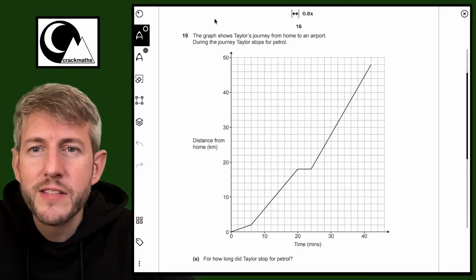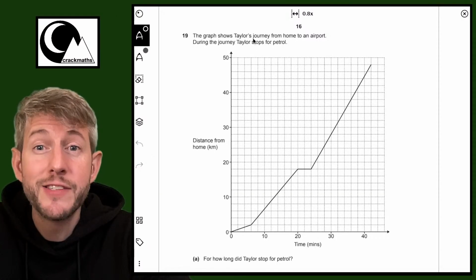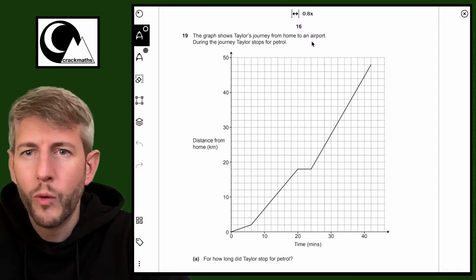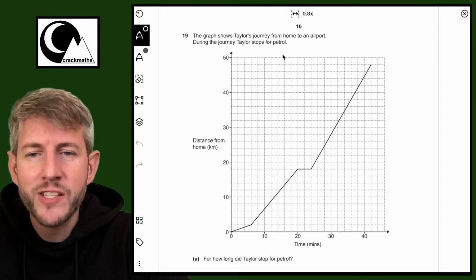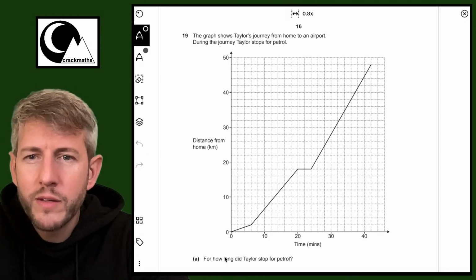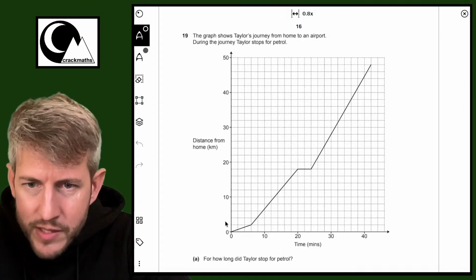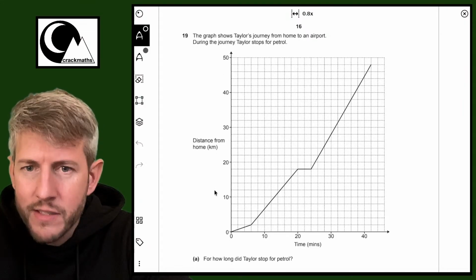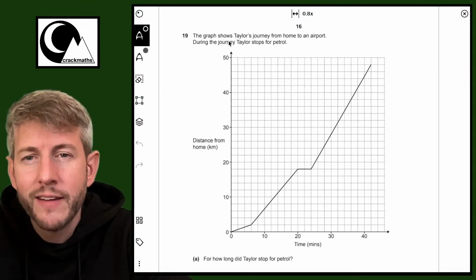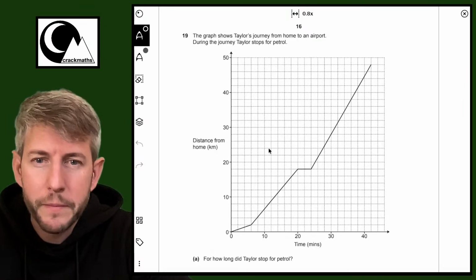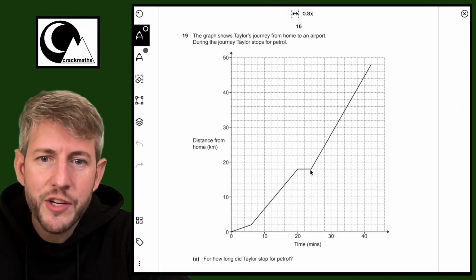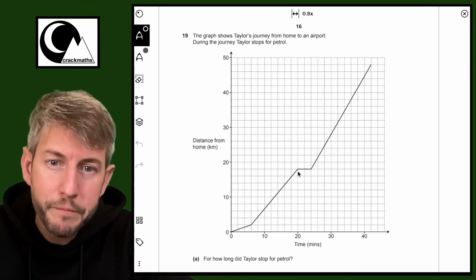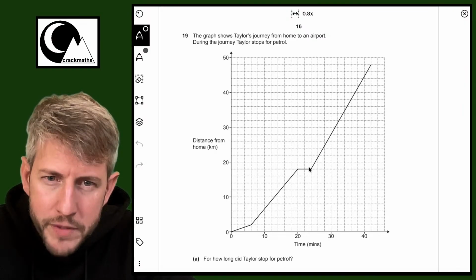This question here says, the graph shows Taylor's journey from home to an airport. During the journey, Taylor stops for petrol. How long did Taylor stop for? Okay, so this shows the distance. So as long as the distance is increasing, she is moving. Now, this is the only section here where the distance isn't increasing. So this is the bit that she's stopped.